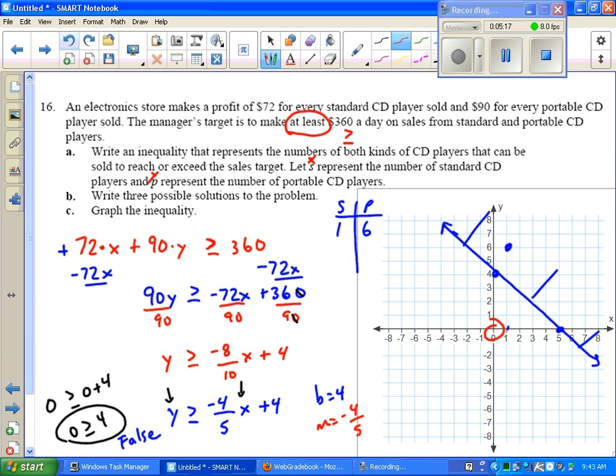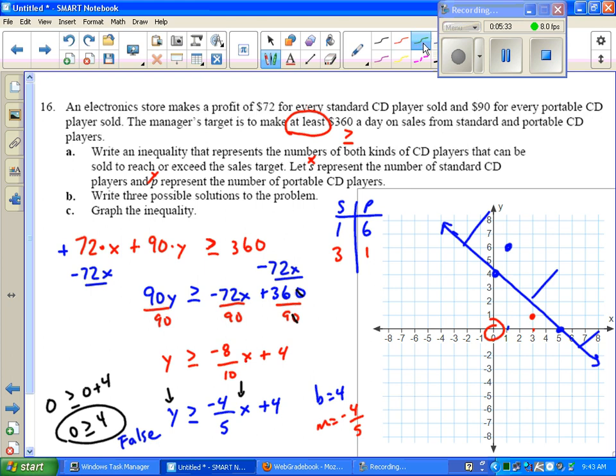The other one, and it should have been C first, then B. Another one might be 3 standard ones and 1 portable. If you go to 3 standards and 1 portable, look where that red one shows up. That's not on the right side. So that won't meet the quote of $360 for the day.